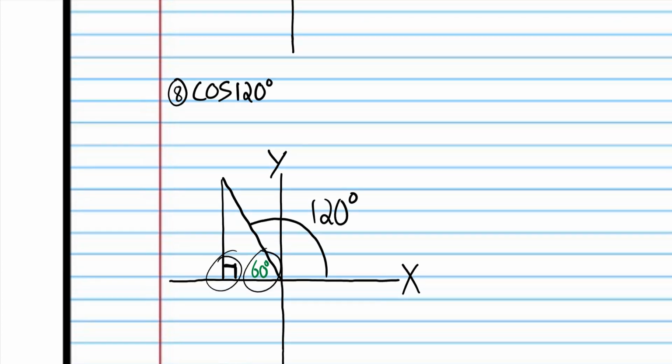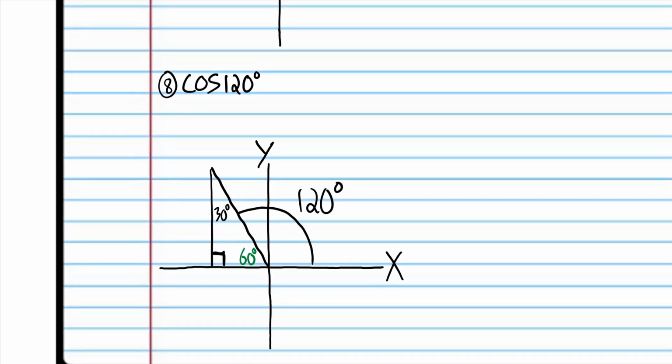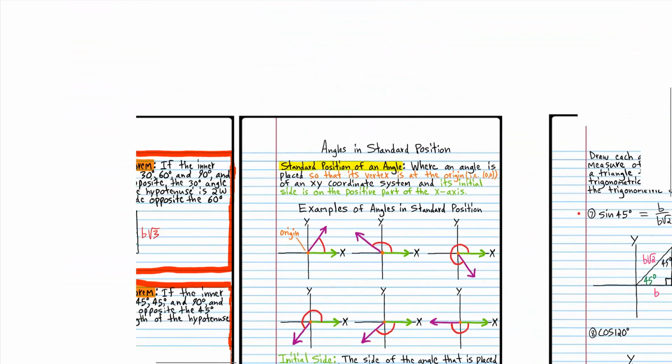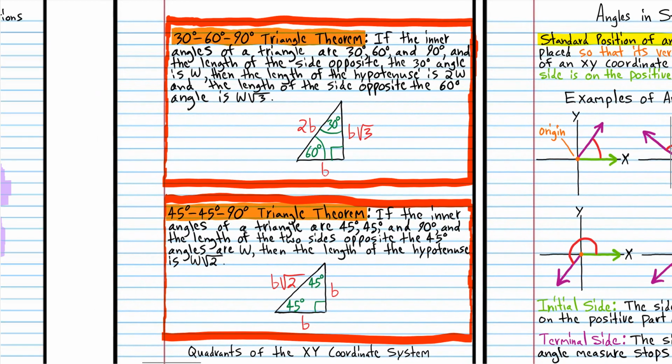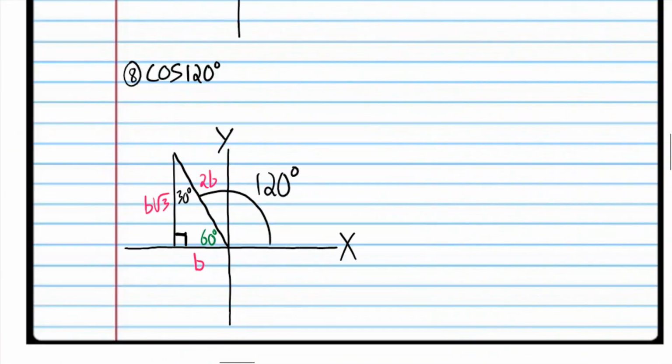Now, if this angle is 90 and this angle is 60, then what is the leftover angle? That's 30 degrees. Because again, all the angles must add up to 180 degrees. So we have a 30, 60, 90 degree triangle, which means that if this side is b, then this side is b root 3, and this side is 2b. How do we know that? Well, that's the 30, 60, 90 degree triangle theorem. Again, you should be somewhat familiar with this, and you need to take a picture of this so that you can have it in front of you, so you don't have to constantly refer back to my work.